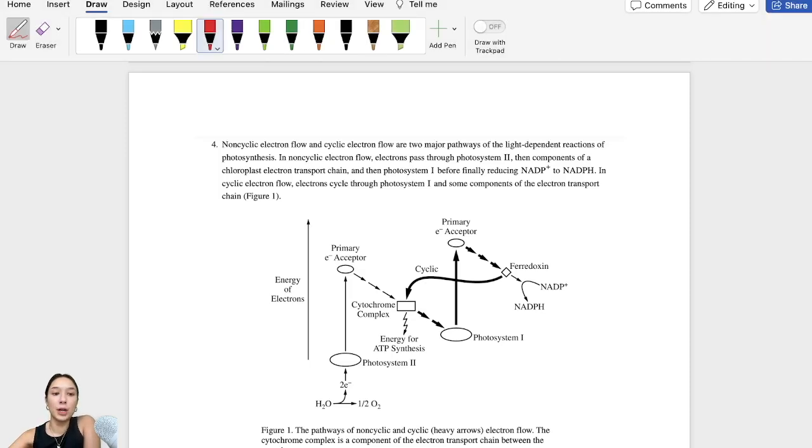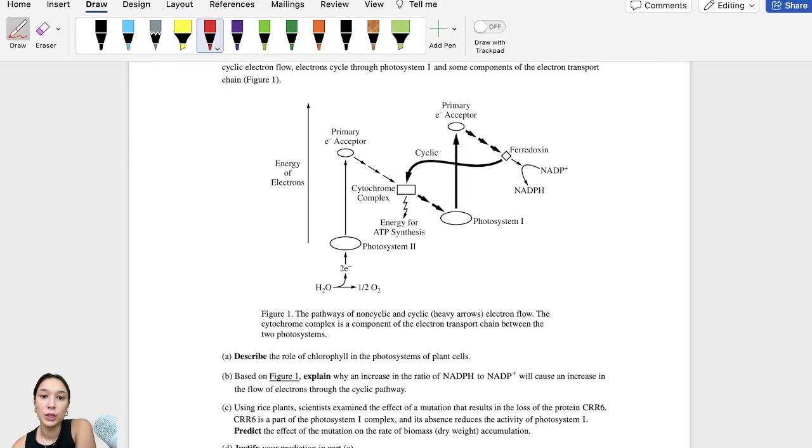So this is question 4 of the 2023 FRQs. This one says, non-cyclic electron flow and cyclic electron flow are the two major pathways of the light-dependent reactions of photosynthesis. In non-cyclic electron flow, electrons pass through photosystem 2, then components of the chloroplast electron transport chain, and then photosystem 1 before finally reducing NADP plus to NADPH. In the cyclic electron flow, electrons cycle through photosystem 1 and some components of the electron transport chain.